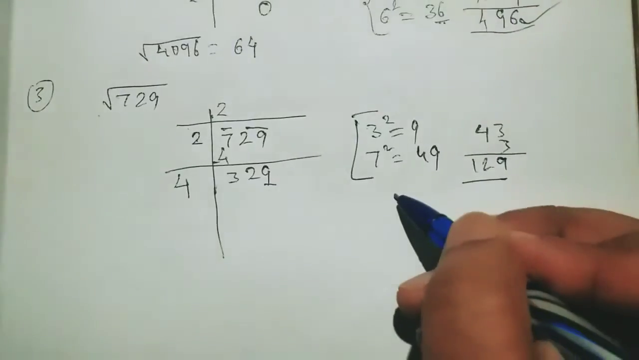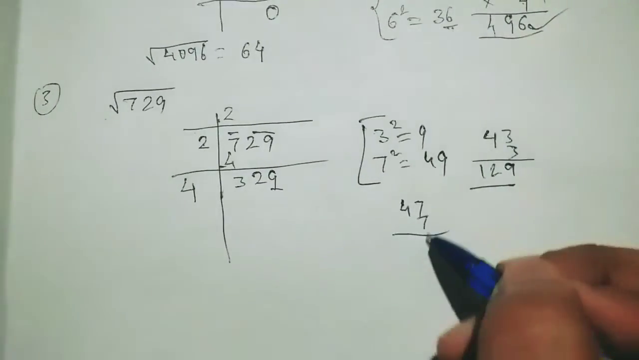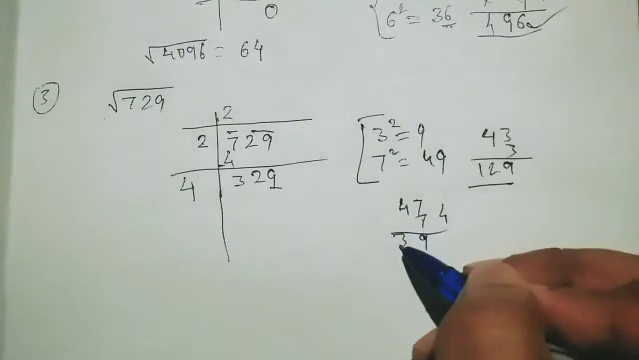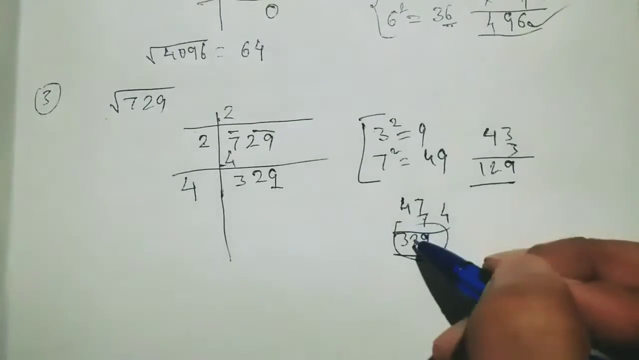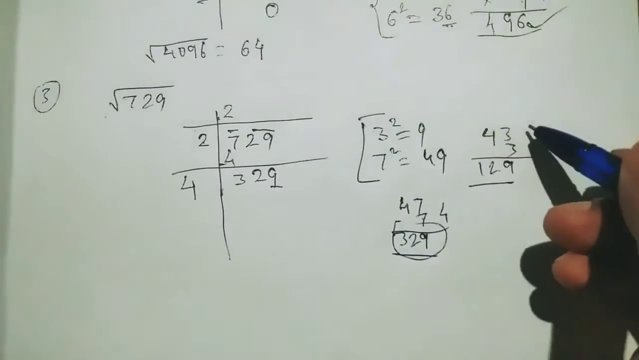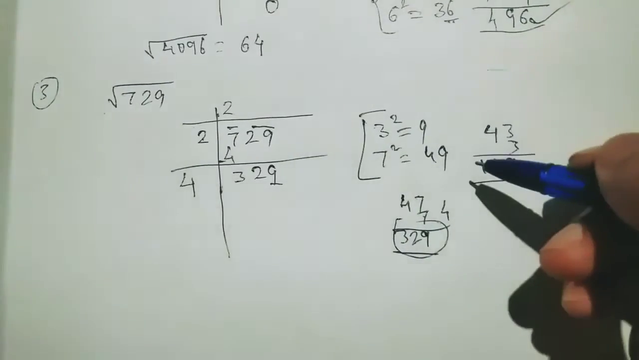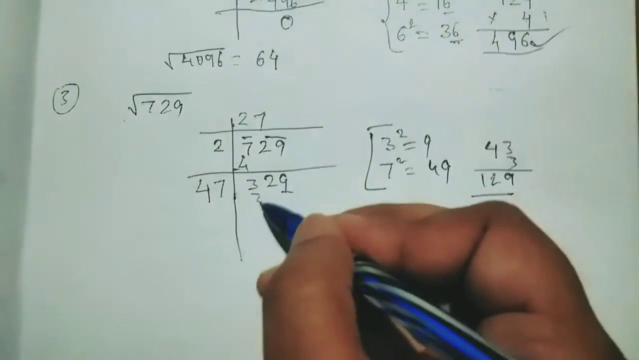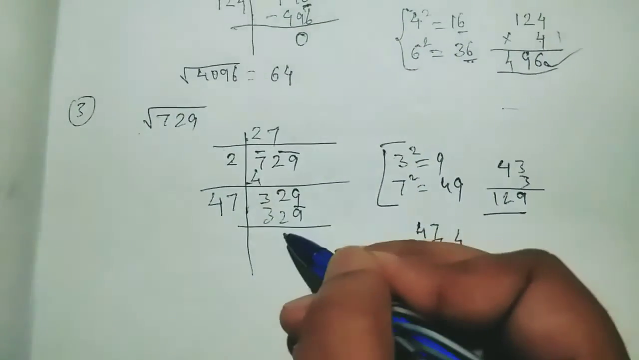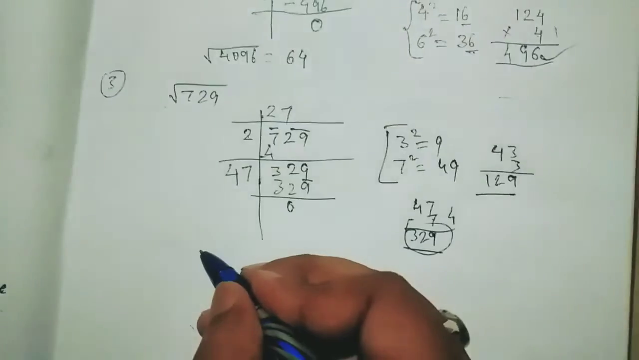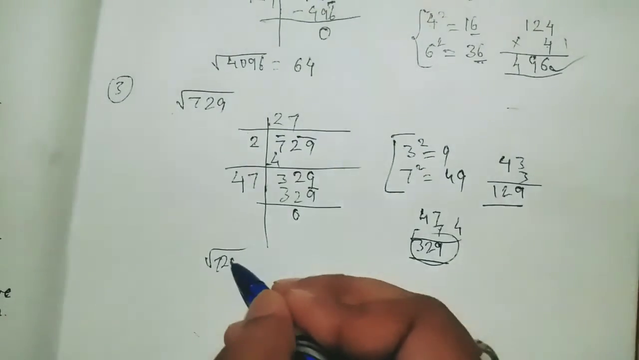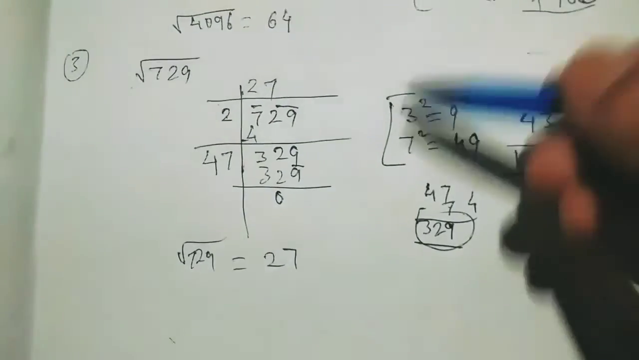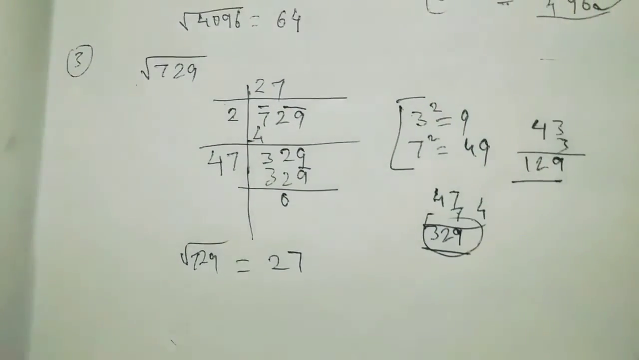Now we'll try with 7. 4 and 7 we will give here. 7 7s are 49. 4 7s are 28, 28 plus 4 is 32. So we got this number. See, so very easy, no? We don't need to multiply with other numbers, so it is very time saving. So we got it by 7. So 47 into 7 is 329. So easily and quickly we got this answer. See, the square root of 729 is 27. Understood? So always remember this rule. This is a shortcut rule to get the answer.